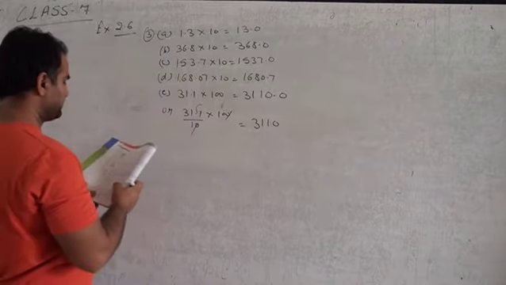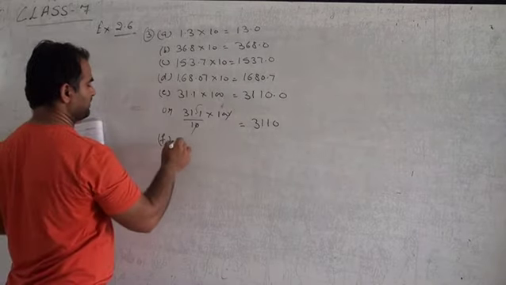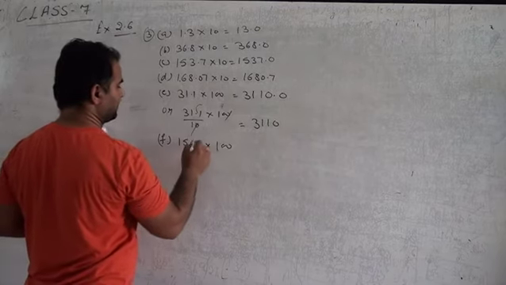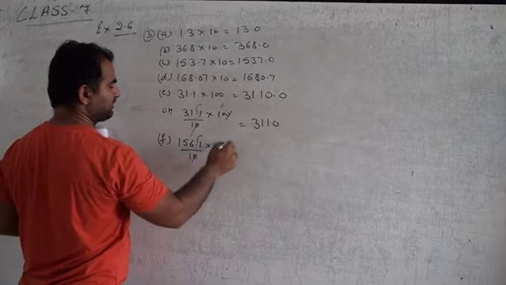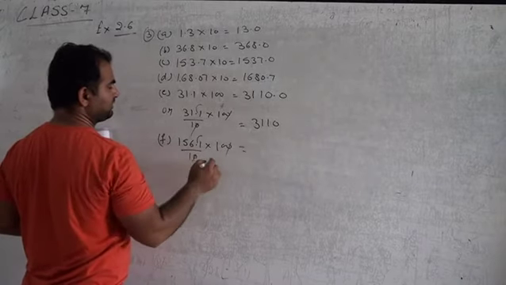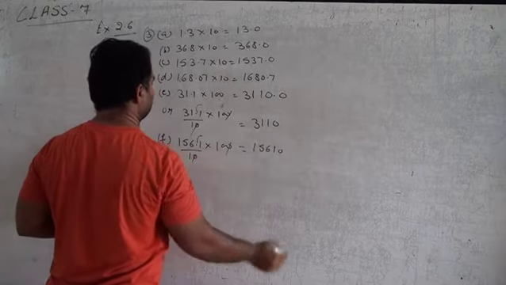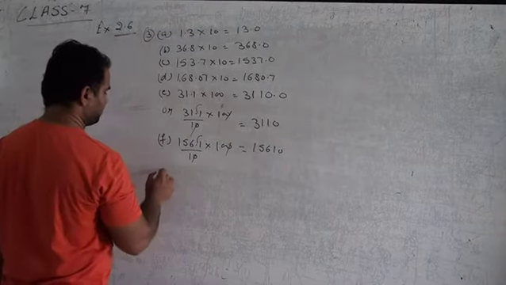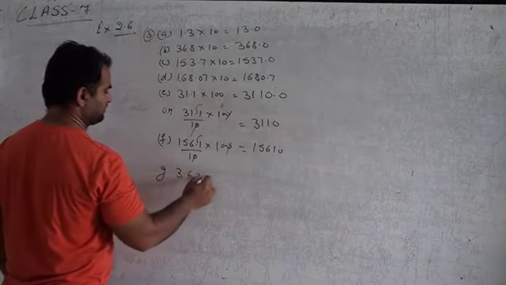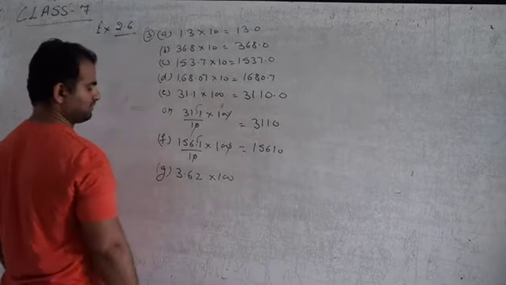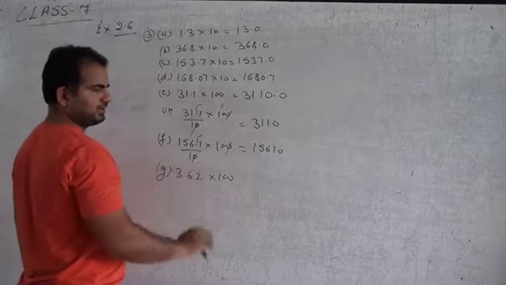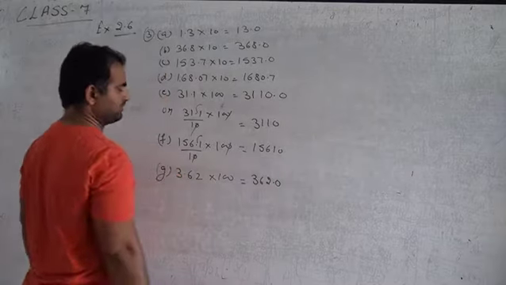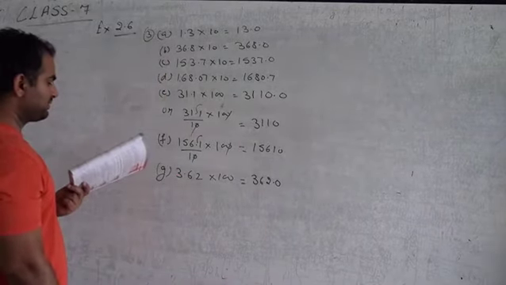F is 156.1 multiplied by 100. Again we have to move the point. It will be 15610. Question number G is 3.62 into 100. We have to move the decimal two places further. It will be 362.0. H is 43.07 into 100.